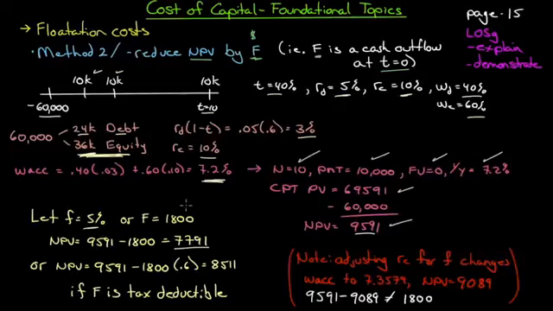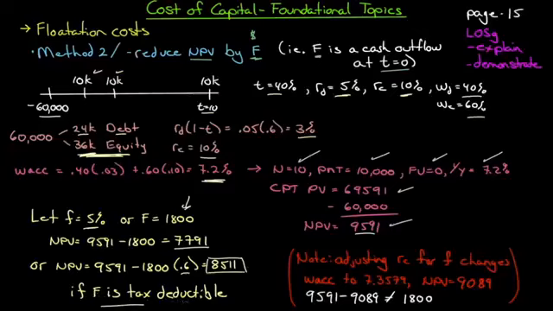But notice now we just took off the straight 1,800. This is cash flow, right? If the flotation costs are tax deductible, which is usually the case, then we do have some tax savings there. So we'll multiply by 1 minus the tax rate. There's 9,591 minus the 1,800 times 1 minus the tax rate. 8,511 is the net present value if F is tax deductible.